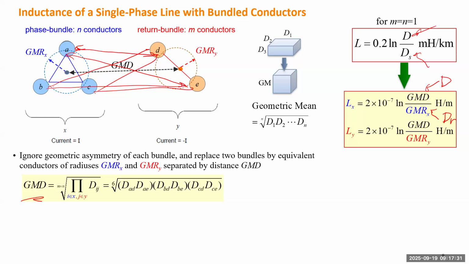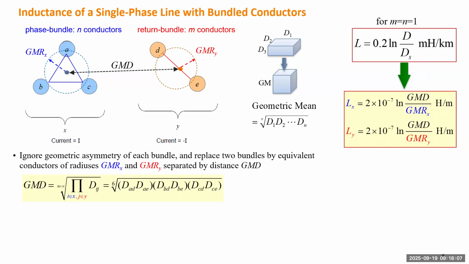So how many distances do we need to consider? It's 6, right? The first group is from A to anyone in the second group, and the second group is from B to anyone from the second group. Then the last one is from C to anyone in the second group. So you have 6 different distances. You want to calculate the average, so you get the root of the product of all distances. This will be defined as GMD. Okay. Similarly, we can use the same formula to calculate GMR.